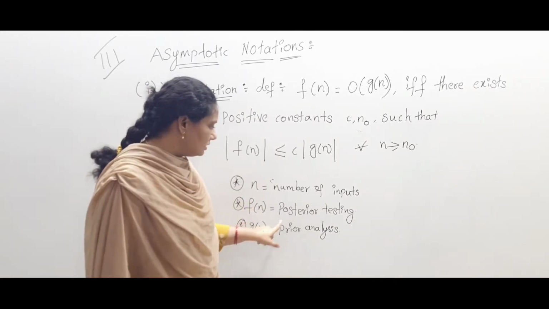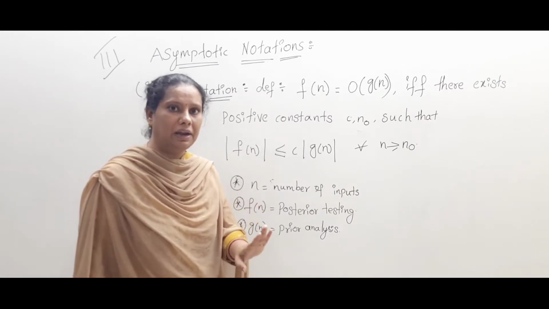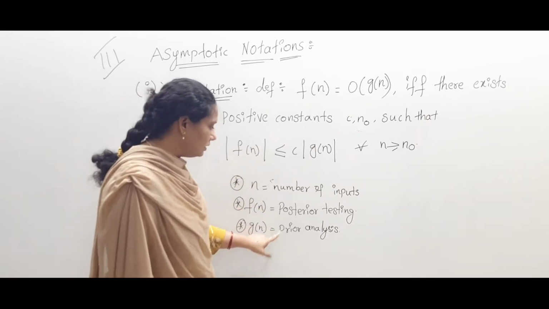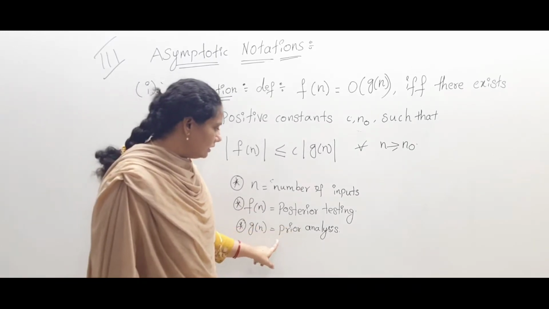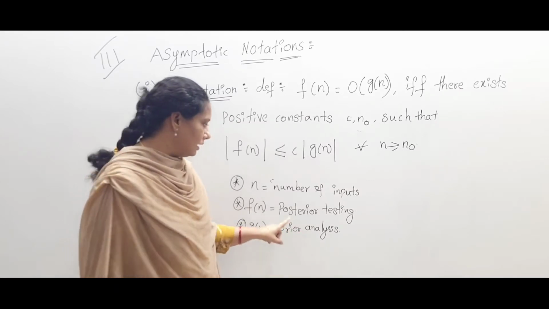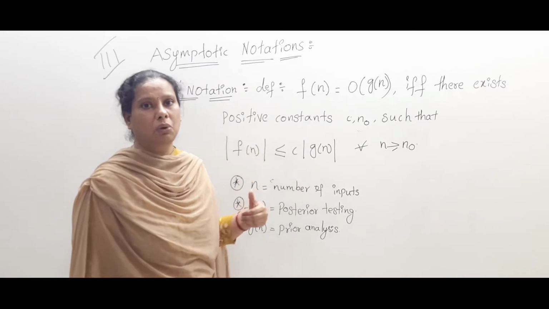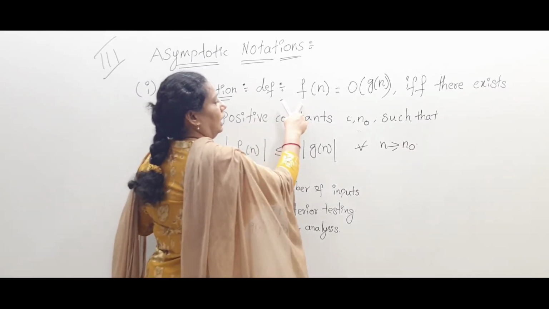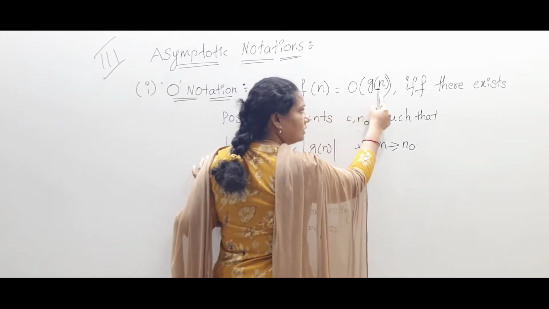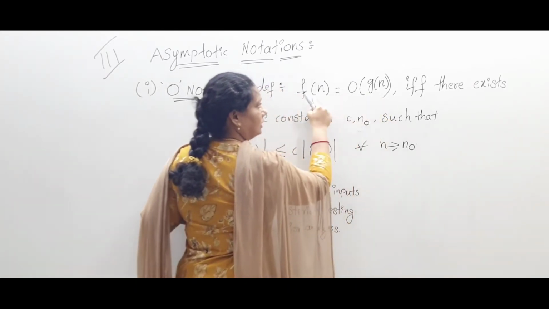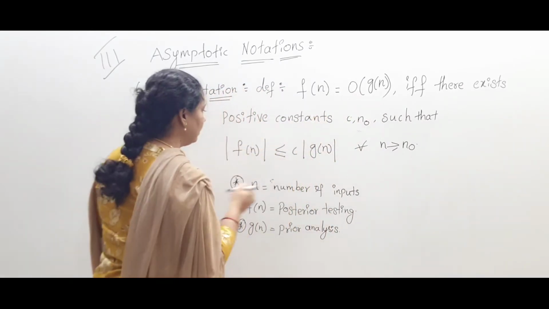What is prior analysis and posterior testing? As I told you in the last video, I explained neatly what is prior analysis and what is posterior testing. Prior analysis is nothing but the estimated value, and posterior testing is nothing but your exact value. Now let me show how it works. Your exact value is equal to O of your estimated value. And the relationship between your estimated value and your exact value is this one.